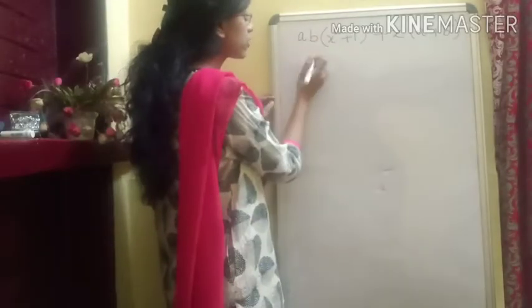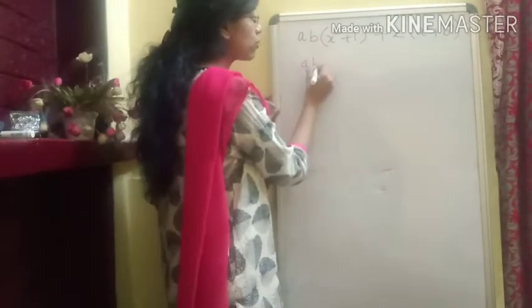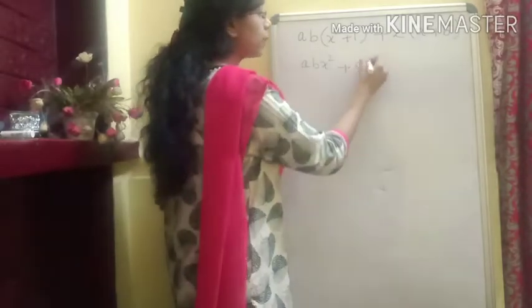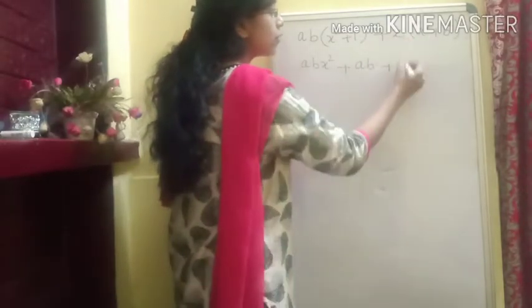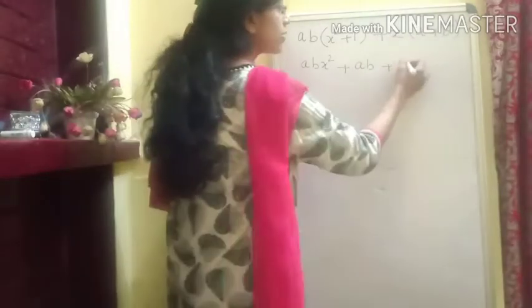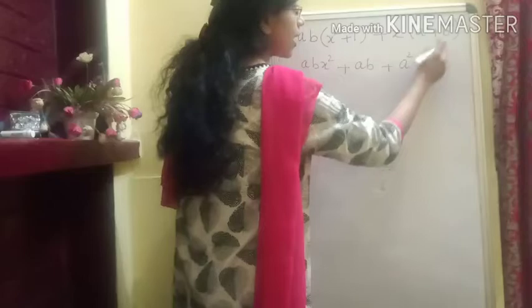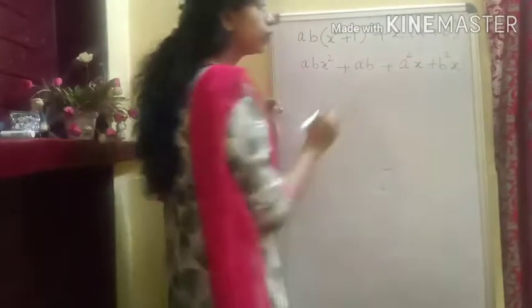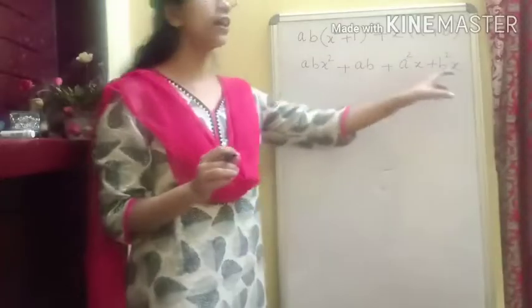So ab into x square will be simply abx square, I think you all know how to open the bracket, plus ab into 1 will be ab, plus this will be x a square, or you can write a square x, and then when you multiply this will be b square x. Okay, this is how we have opened our bracket.